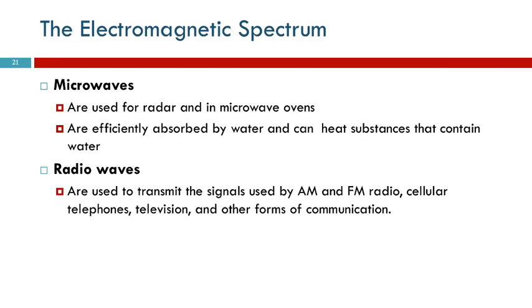Microwaves, those are used for radar and microwave ovens. The reason that the microwave heats your food, even though microwaves are lower in energy than even visible light, is because that frequency of light is well absorbed by water molecules. It's like a special frequency that causes them to vibrate, and that vibration, that increased kinetic energy, results in an increase in temperature. And then radio waves: AM, FM radio, cellular, cell phones, TV, other sorts of communication. Those are down on the lower end.